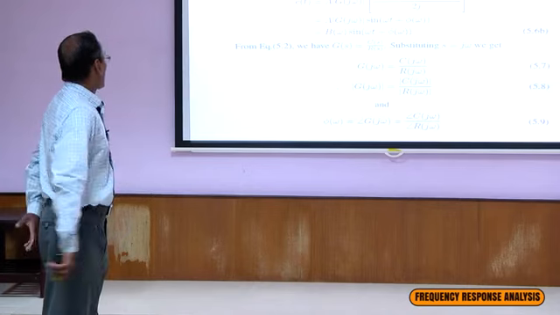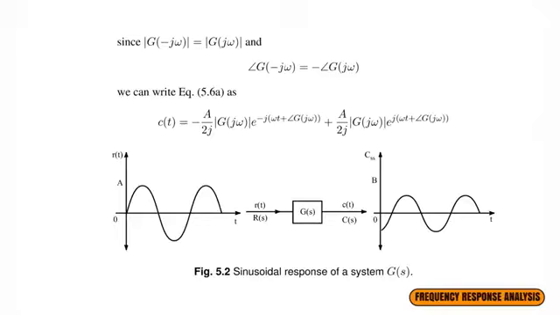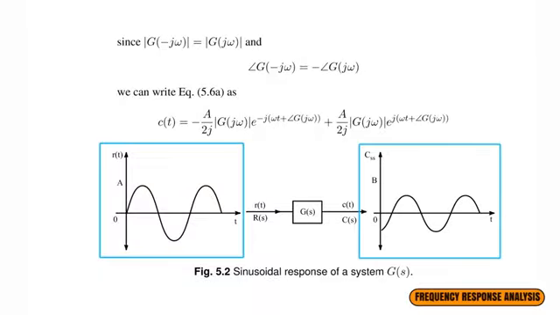The output is like this. What is the input here? We are giving a sinusoidal signal. Here also we are getting an output that is a sinusoidal signal, but there is a phase shift. Here it starts at 0, here it is not starting at 0. There is a phase shift, and there is a difference in amplitude. Here the amplitude is a constant amplitude A, but here the amplitude is B, a function of omega.